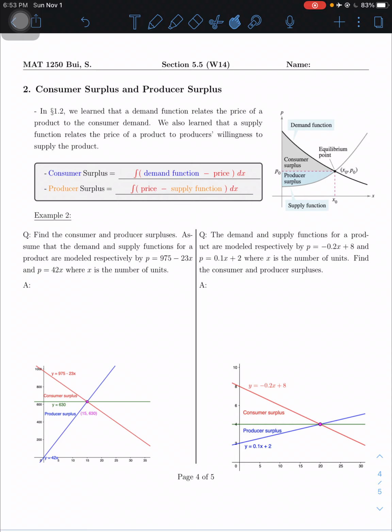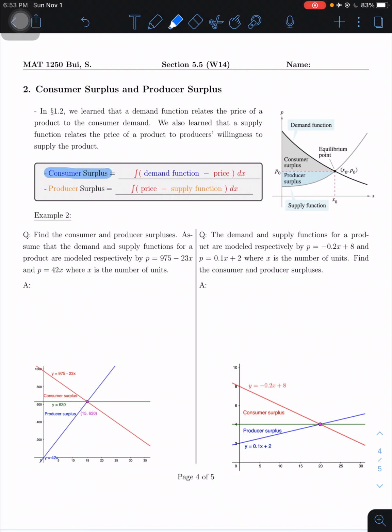Okay, so in section 1.2, we learned that a demand function relates the price of a product to the consumer demand. We also learned that the supply function relates the price of a product to the producer's willingness to supply the product. So that's why we come up with two formulas in here. And I know this could be a little bit confusing, but make sure you have them out in front of you on the test day and you'll be fine.